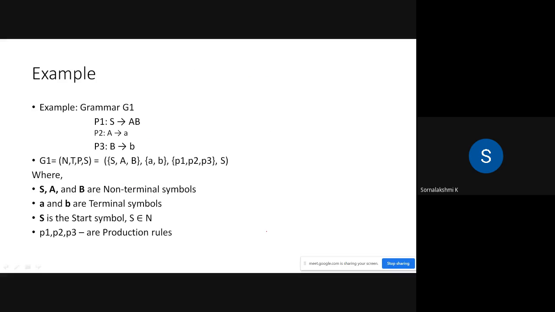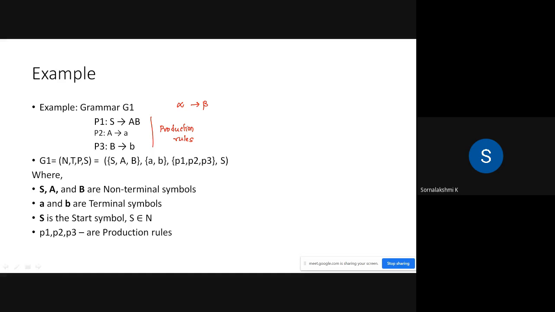This is an example of a grammar definition. This is G1. I define G1, and these are my production rules. They are of the form alpha tends to beta. You can see S, A, and B are the left-hand side alpha, and AB, small a, and small b are beta. These production rules P1, P2, P3 are the production rules.